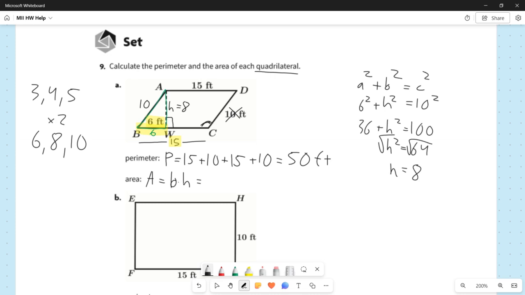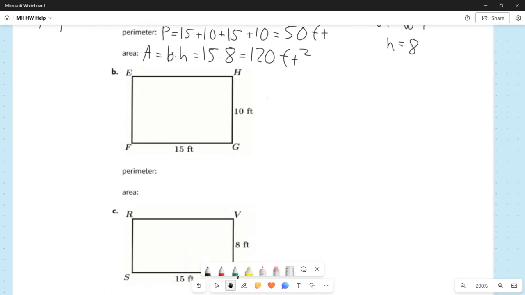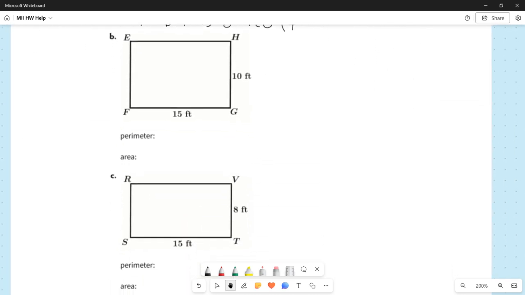So our area is going to be the base, which is 15, times the height, which is 8 that we just found. And 15 times 8 is 120. And we're talking about feet, and area is a two-dimensional unit of measurement, so it's feet squared. All right.